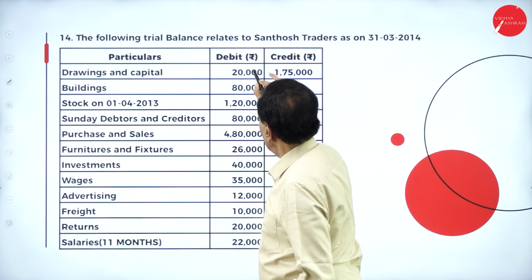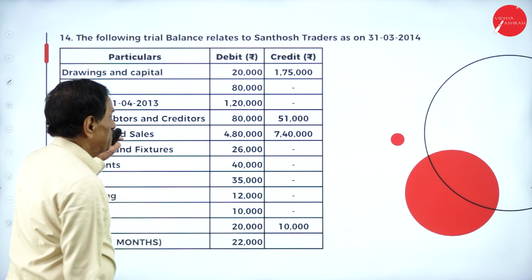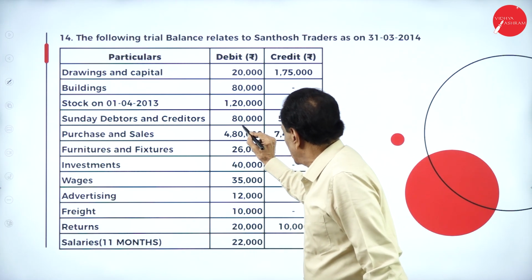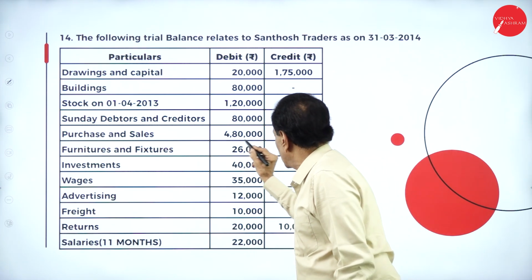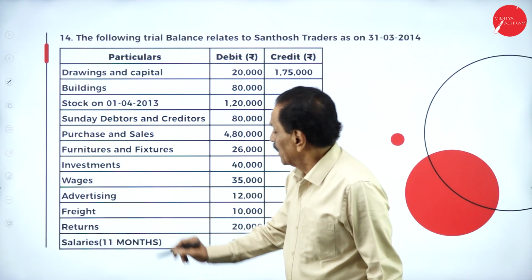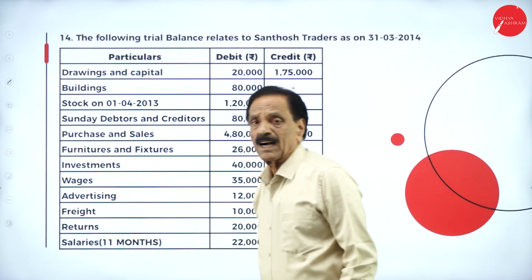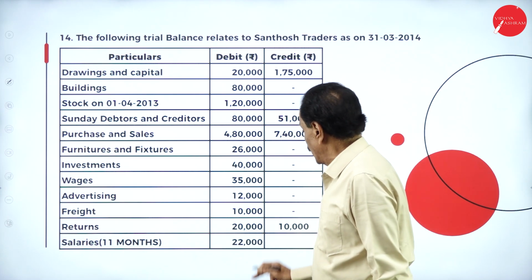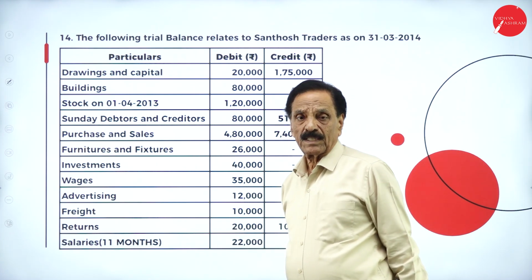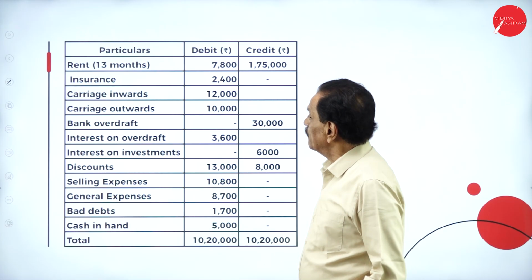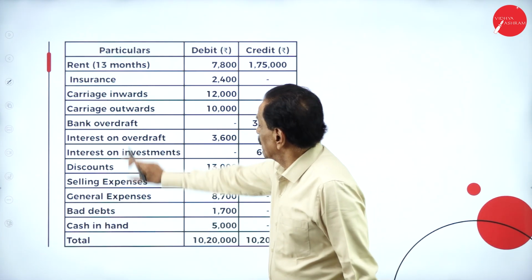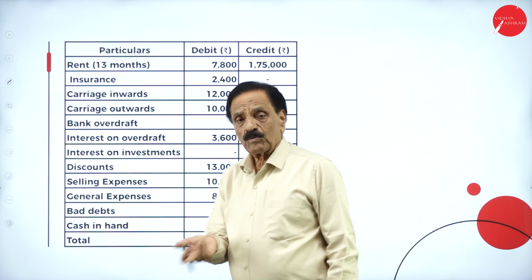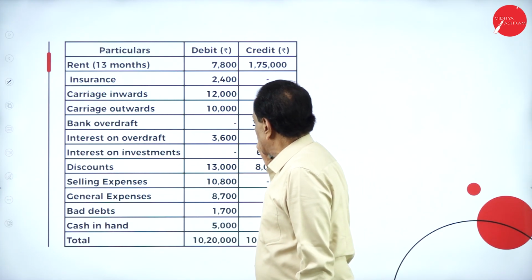I'll repeat. Drawings and capital are liabilities of the balance sheet, building is an asset, stock means opening stock in trading account, debtor is an asset, creditor is a liability, purchase and sale in trading account, furniture is an asset, investment is an asset, wages trading account, advertisement profit and loss account, freight trading account, return means trading account, debit side sales return, credit side purchase return, salary, rent and insurance profit and loss account, carriage inward trading account, carriage outward profit and loss account, bank overdraft is a liability.